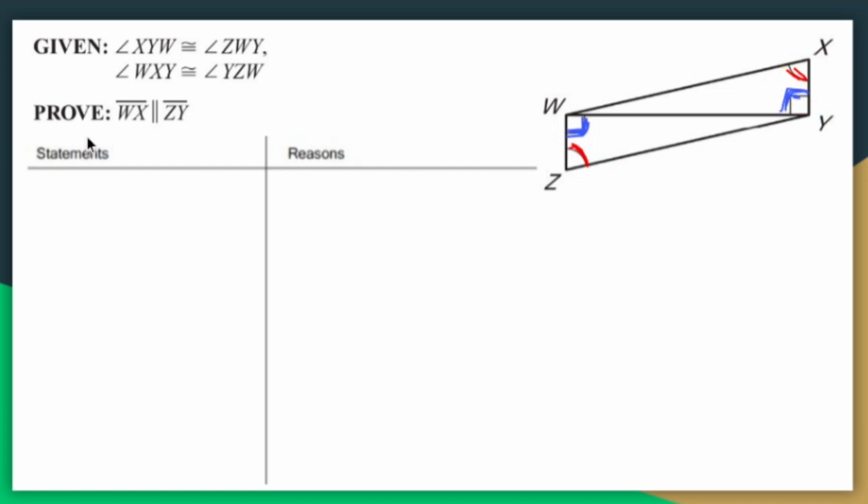This is weird. I need to show that these two lines, WX is parallel to ZY. I need to show this. Now, I don't know this. I need to show this. So this is what I'm thinking. This is how my brain operates.